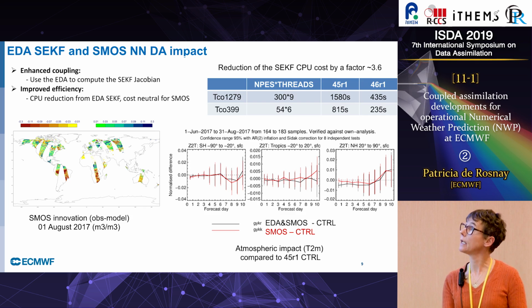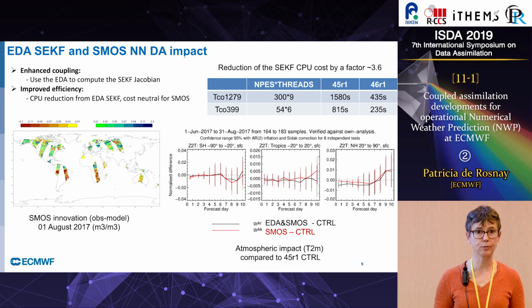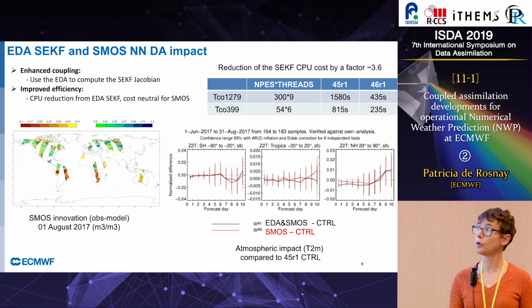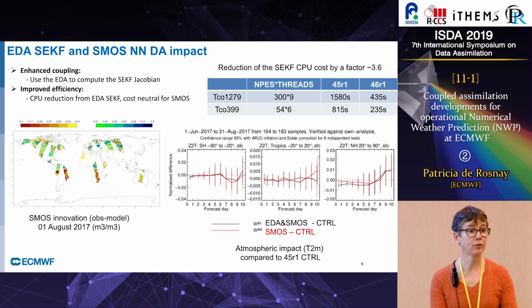It's the case at 9 kilometer resolution, but also at coarser resolution. So it's a huge improvement in terms of efficiency of the coupled land-atmosphere data assimilation system to use EDA to compute the Jacobians. And at the bottom, we can see the impact for 10-day forecasts, from 0 to 10 here, of using the EDA and the SMOS observations on the forecast error.